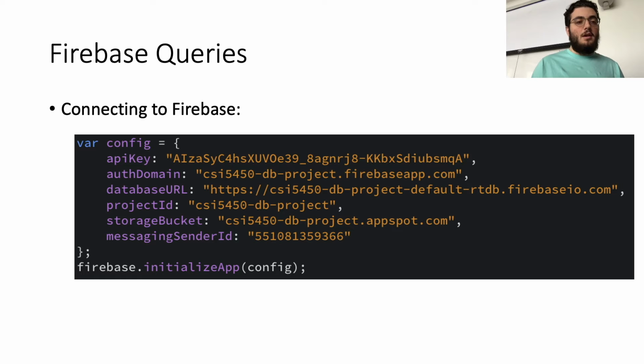Querying. Like I said, there are no formal queries, but here's how you do it in JavaScript. To connect to Firebase, you create a configuration variable and define all of these items like your API key, your authentication domain, database URL, your project ID, storage bucket, and message sender ID, and then you initialize the application with a JavaScript method in the Firebase library.